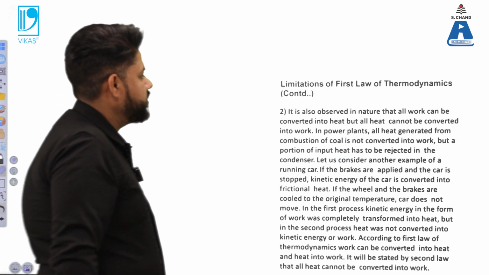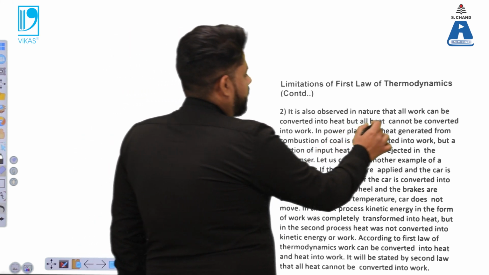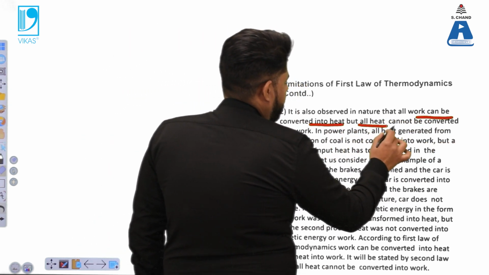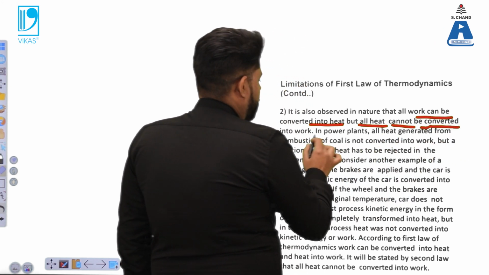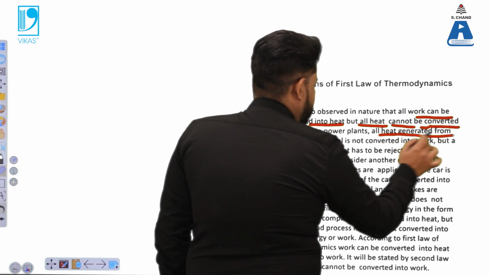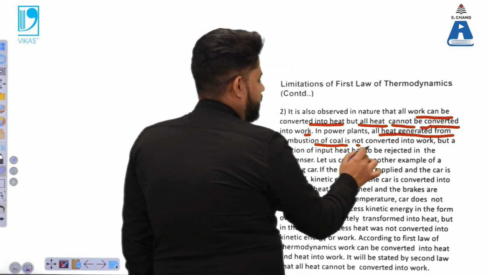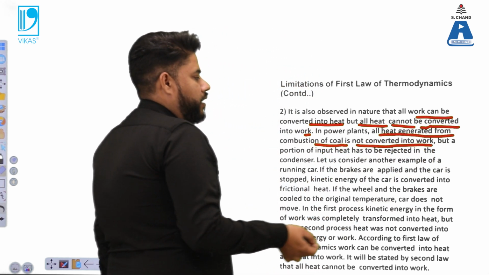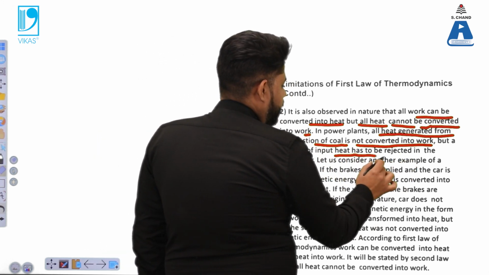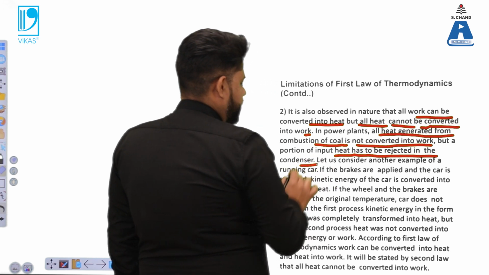The second limitation is that it is observed in nature that all work can be converted into heat, but all heat cannot be converted into work. You can see in power plants that all the heat generated from the combustion of coal is not converted into work. You can understand this, but a portion of the heat input has to be rejected in the condenser.